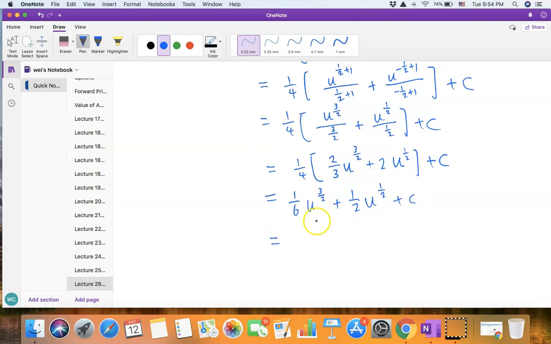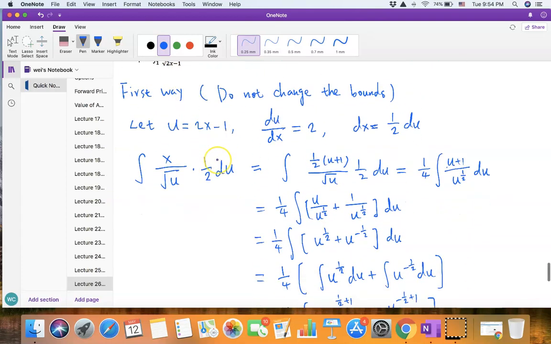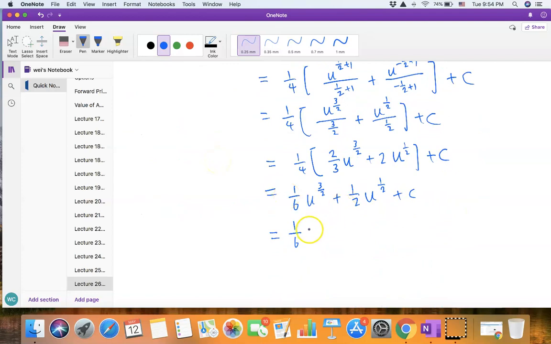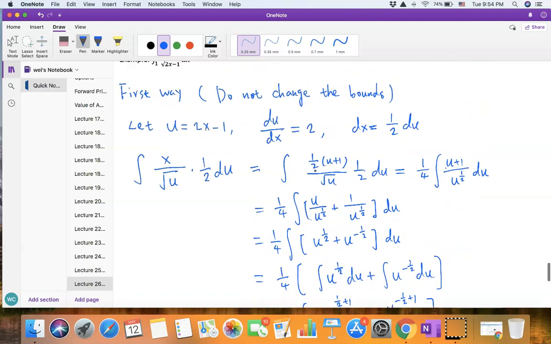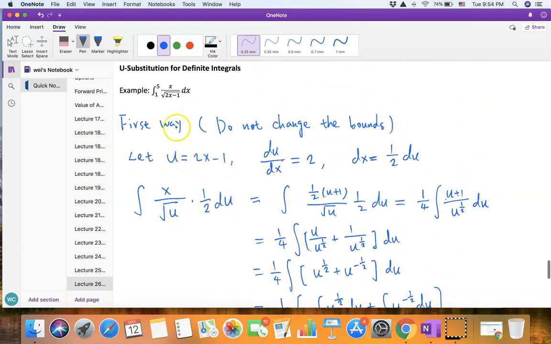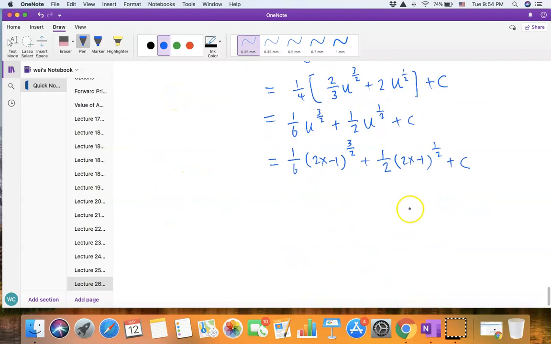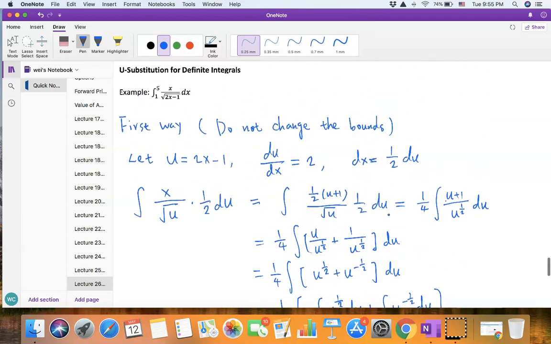And then we bring the x back. We substitute 2x minus 1 for u. So this is 1 over 6 times 2x minus 1 to the power of 3 over 2 plus 1 over 2 times 2x minus 1 to the power of 1 over 2. Okay, so this is the antiderivative of this function. This is our capital F(x).